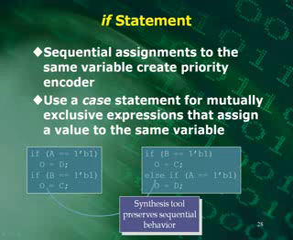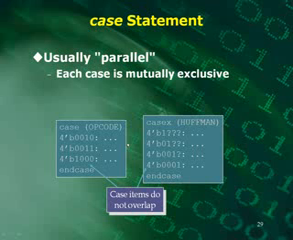You should use a case statement for mutually exclusive expressions that assign a value to the same variable. You can use case statements, and usually the case statements are what we call parallel, and that means that each case is mutually exclusive. So if you look at this particular case statement, here we have 2, 3, and 4. Each of those are mutually exclusive. Then we do something. Okay. And same thing here with this case X. These are mutually exclusive. They don't overlap.